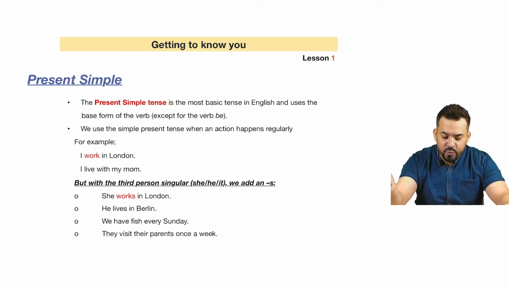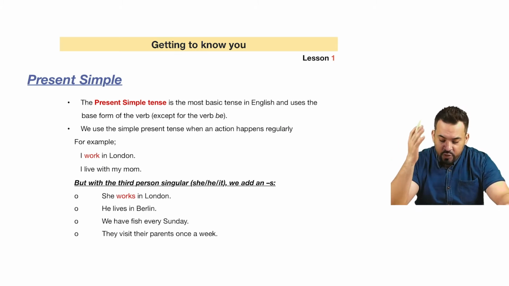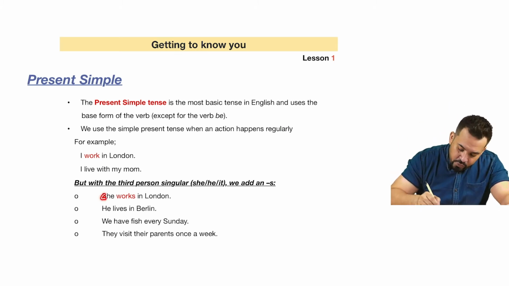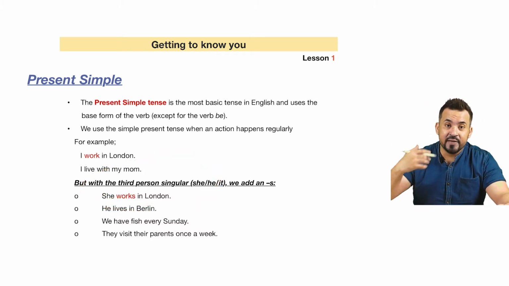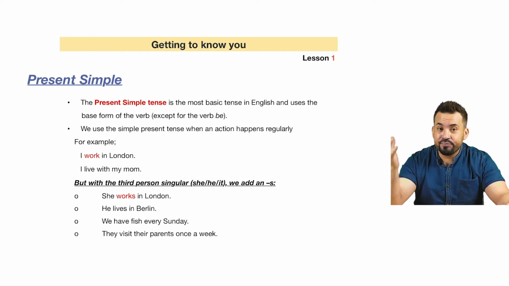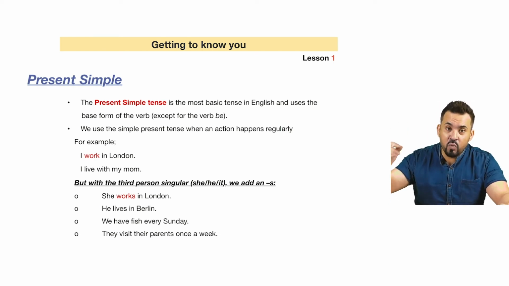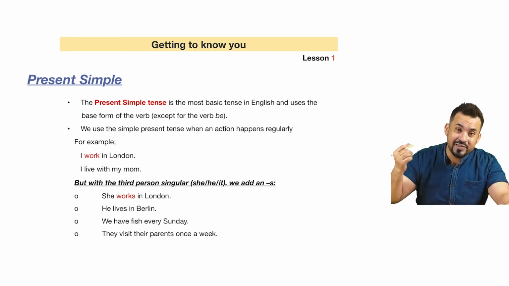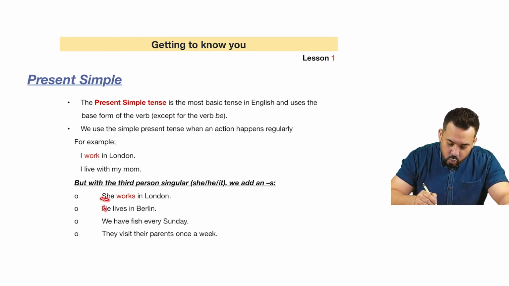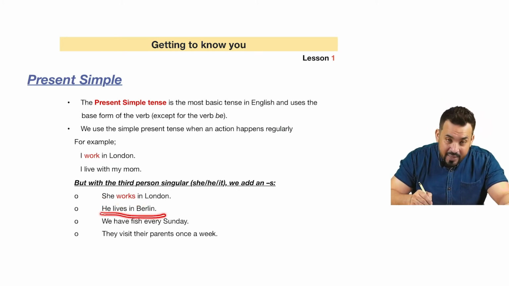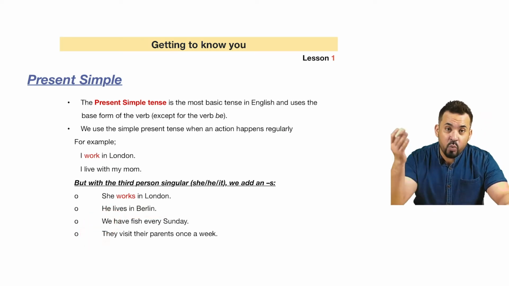Now, if we use the present simple with the third person singular, okay? So if we use he, she, it, or a single noun or a name, in the present simple, we always add an S after the verb. Don't forget this. She works in London. He lives in Berlin.